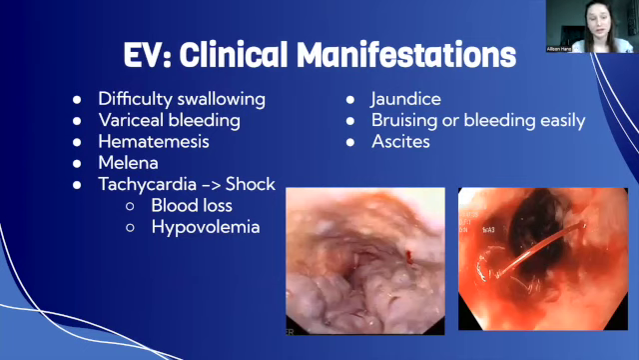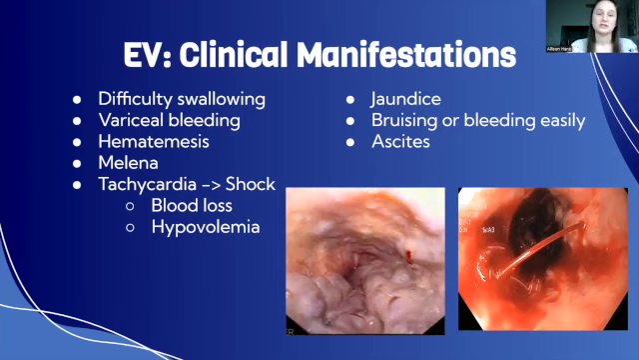So some clinical manifestations of EV include obviously difficulty swallowing if they become severe enough. They can even bleed, which is something that we'll talk about in depth later. And then hematemesis, which is vomiting up blood, or melena, which is blood in the stool. And then patients can even experience tachycardia due to the excessive blood loss that they're experiencing when they start bleeding.